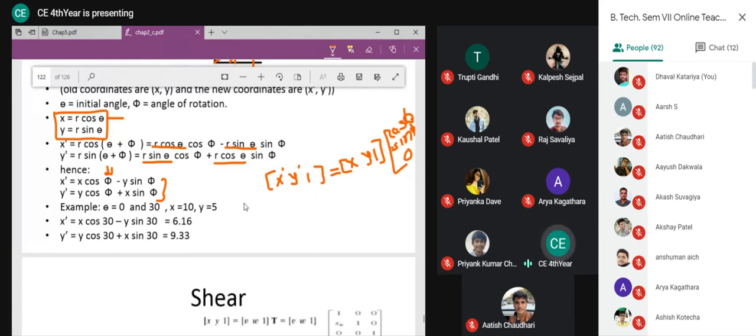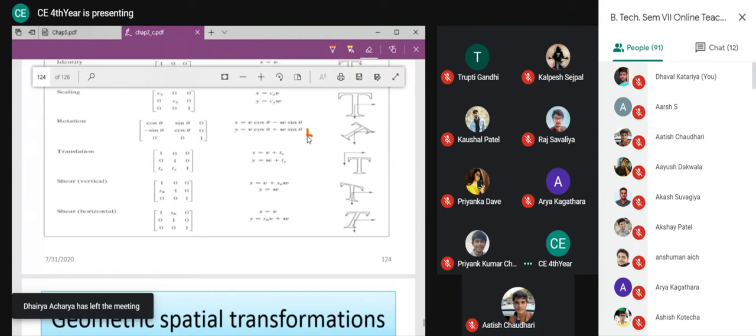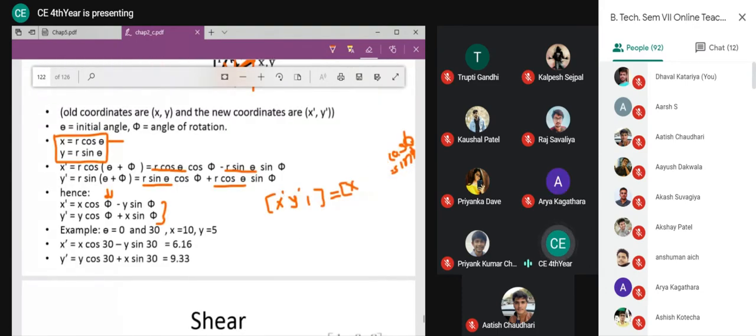The same thing is shown here. Again, I hope you can understand it. So whatever the angle you are writing with cos, that much angle you are using to rotate. Okay, so I think you can understand it now.